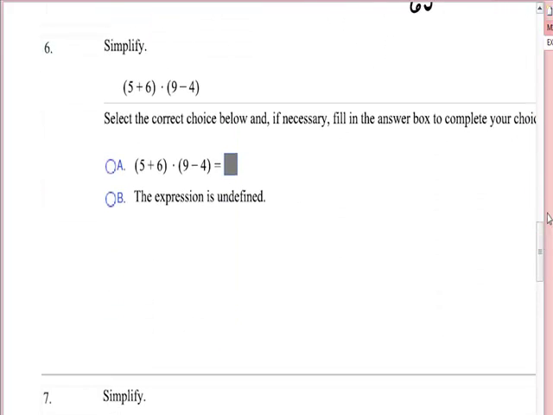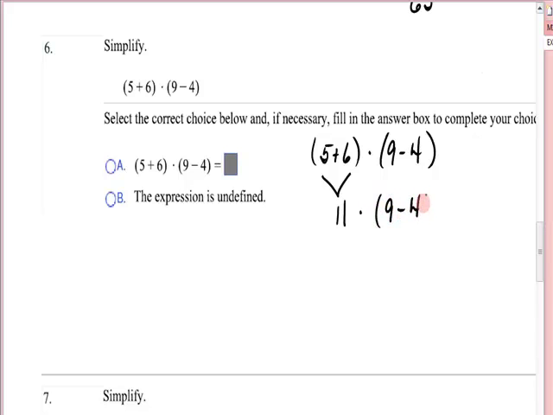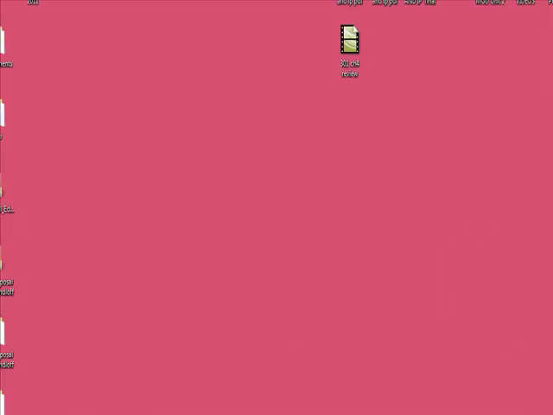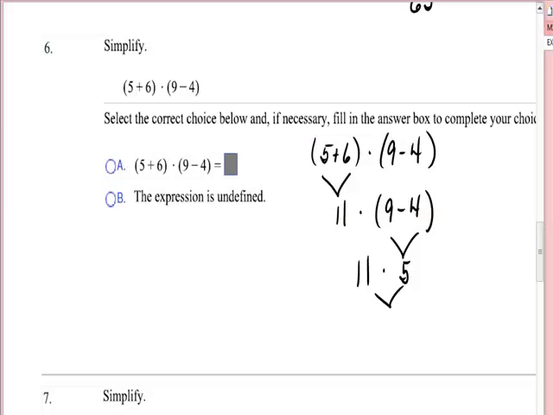All right, number 6. I have parentheses, 5 plus 6 times parentheses, 9 minus 4. Parentheses have the highest priority. If you have 2 sets, go from left to right. The left, 5 plus 6 is 11. Copy down the problem because I'd only do one step at a time. Second set of parentheses, 9 minus 4 is 5. And now I have 11 times 5. Whoops. I do that sometimes. I lose things. All right, 11 times 5 is 55.